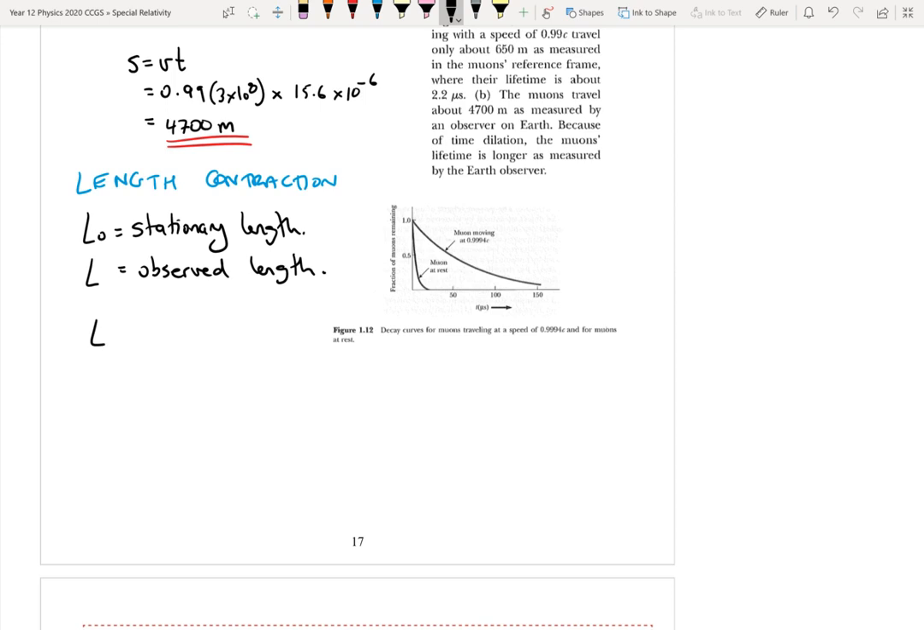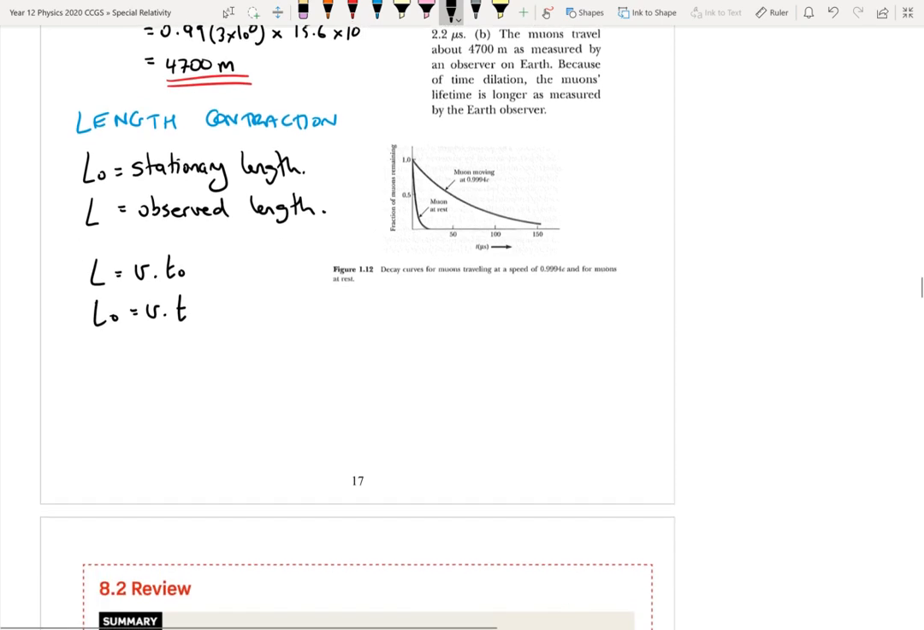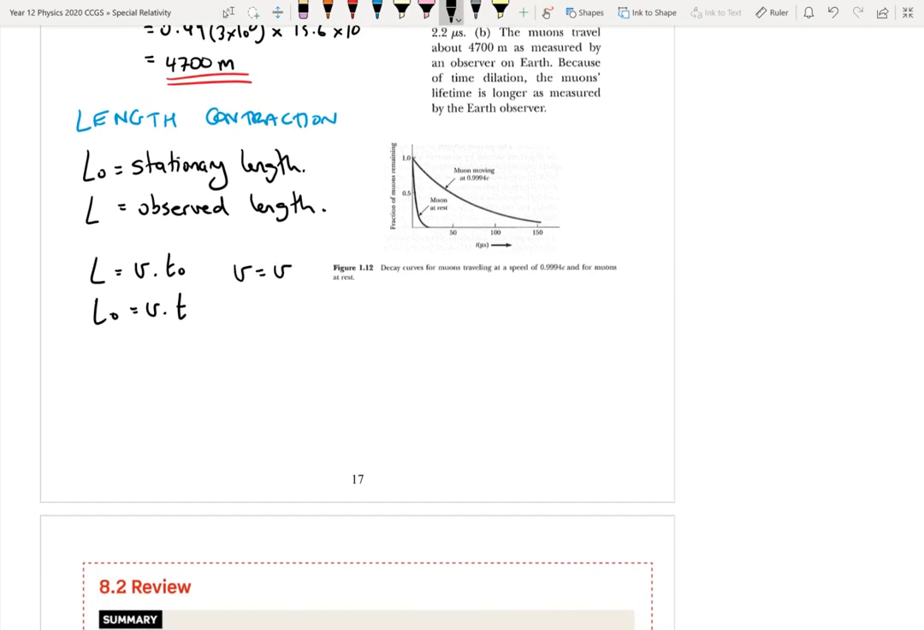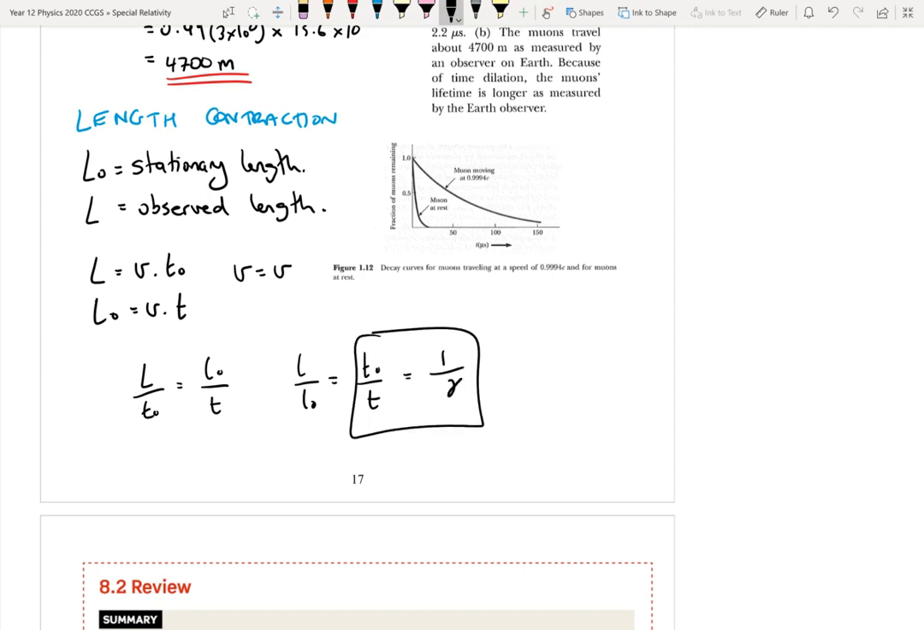So we will go that L equals V times T proper. We'll get that L naught equals V times T. And if your velocities are the same, then we can simply make a ratio. We can say that L on T naught equals L naught on T. You could say L on L naught equals T naught on T. Well, that's just the inverse of gamma. If I just took my time dilation equation and flipped it, we've got the inverse of gamma.